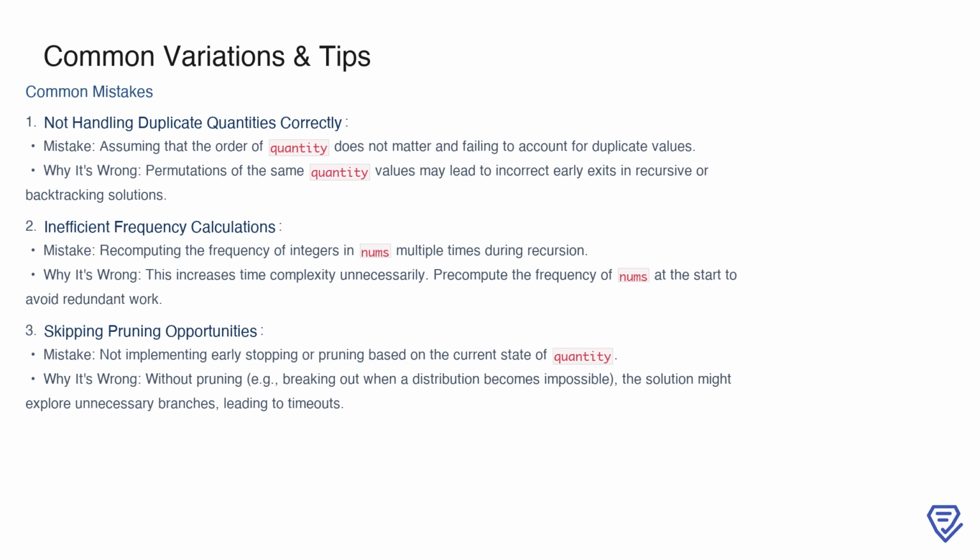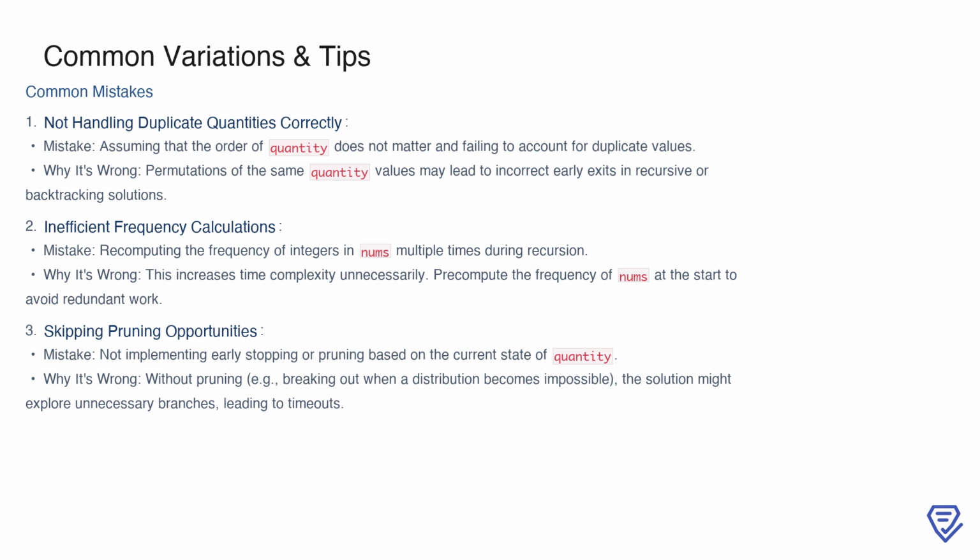Next, inefficient frequency calculations can severely impact performance. If you recompute the frequency of integers in nums during recursion, you're adding unnecessary overhead. Instead, pre-computing the frequency at the start allows you to avoid this redundancy.